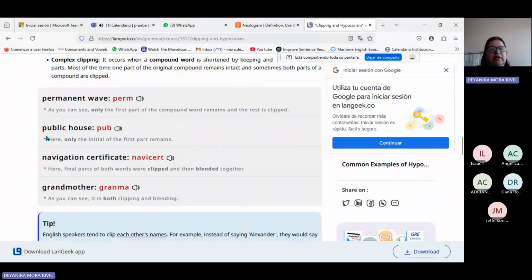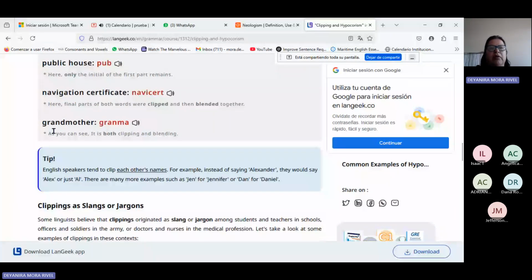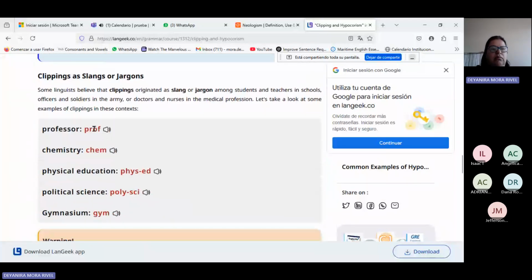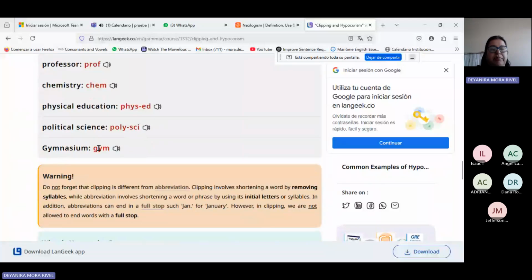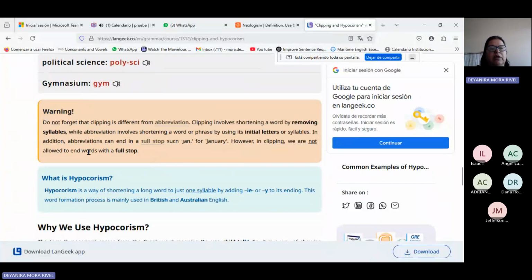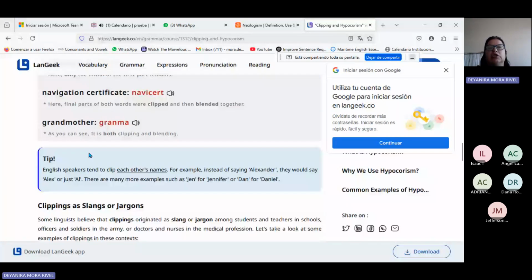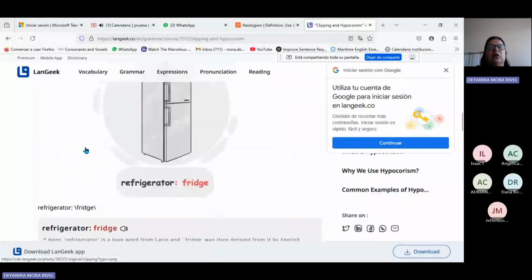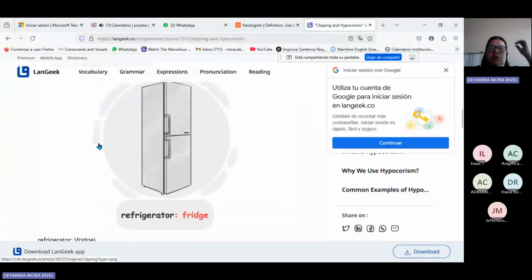This one is interesting. A public house is pub, but it is actually a bar in British English. To call your grandmother grandma instead of grandmother. Or what you say, profe instead of profesor. Gym para gymnasium. Okay, so clipping is any word that is shortened. Okay, and then with two clippings, you make a blend.